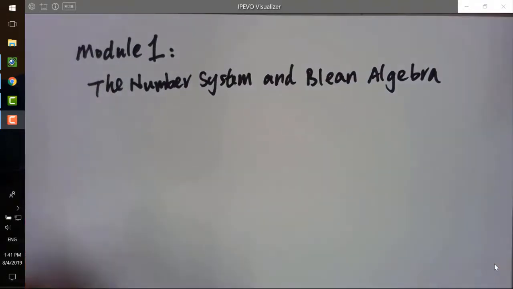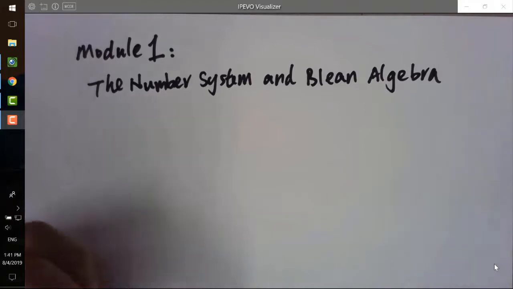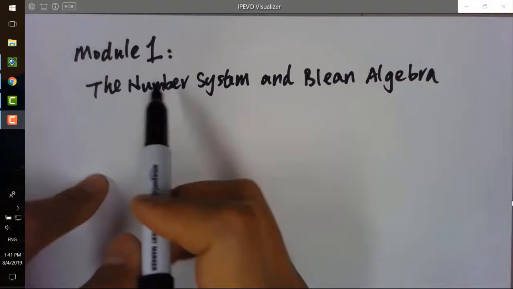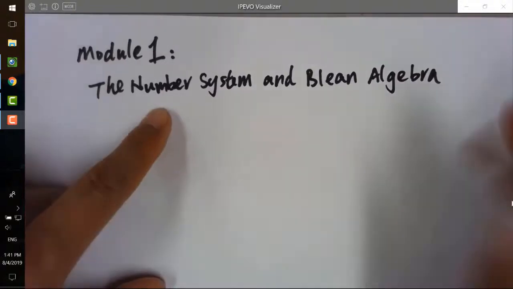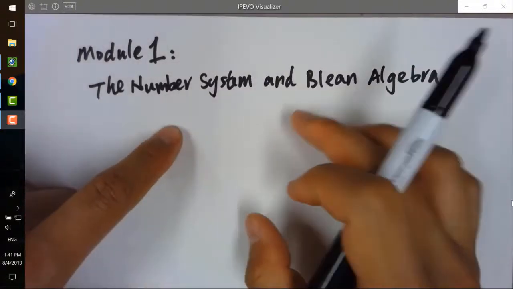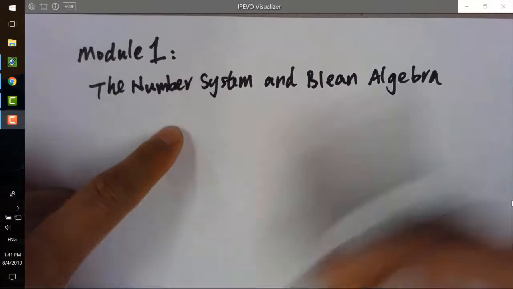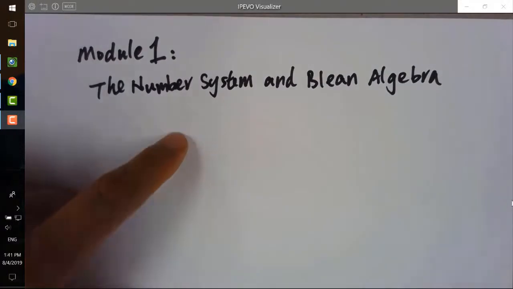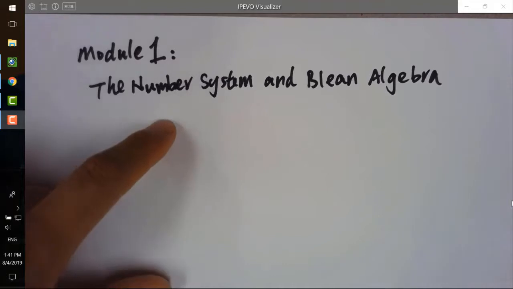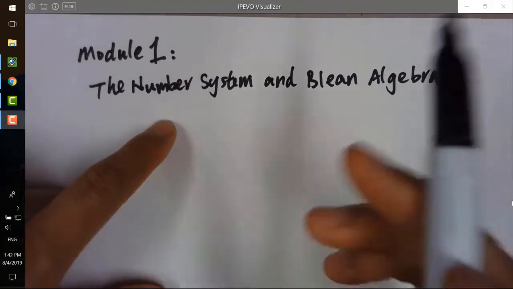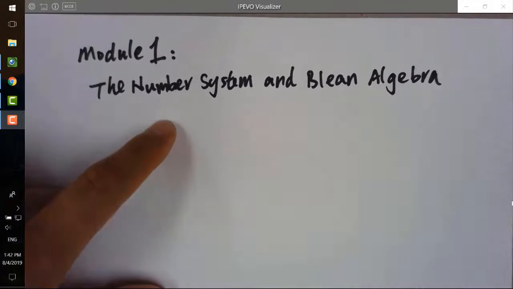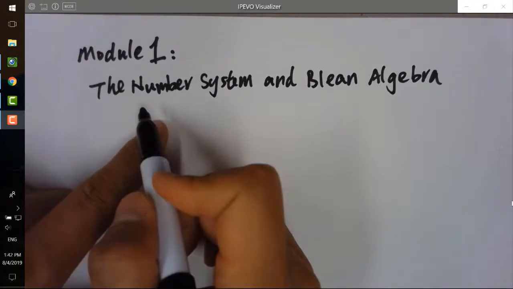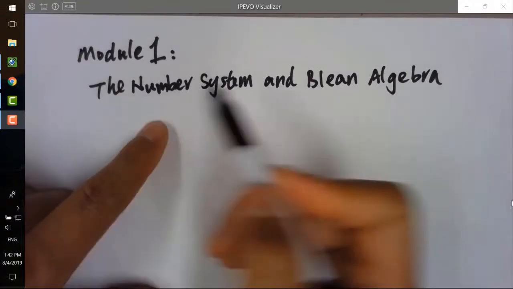So whenever you take any digital logic class or computer logic design class, we have to start with the number system and Boolean algebra, since this lays the groundwork for all the subsequent contents being covered in this class. All right, so Boolean algebra we'll cover later, but let's get an introduction to the number system first.